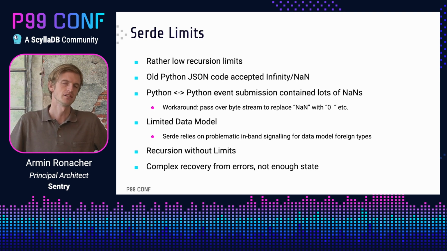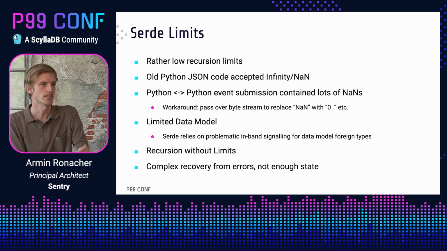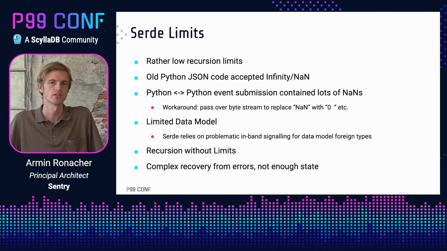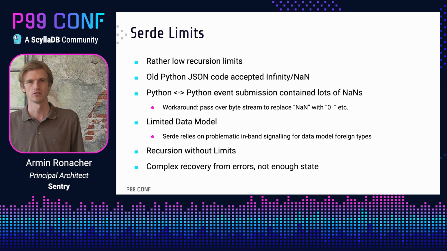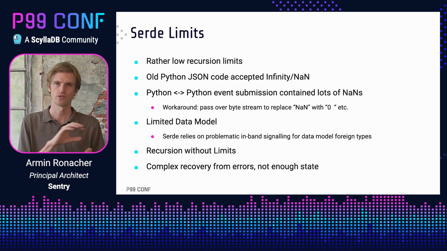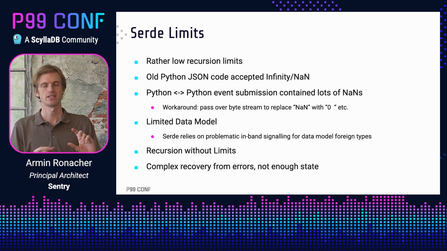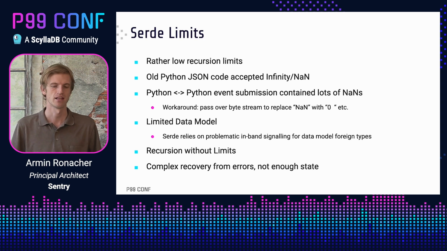The bigger problem is that Serde has a quite limited data model. We ran into this a couple of times, for instance, because we wanted to represent meta information in the JSON stream for parsing errors, because with our protocol we didn't want to reject the entire payload. We wanted to reject individual bits and pieces further down the structure, but then retain meta information that there was an error on that level.